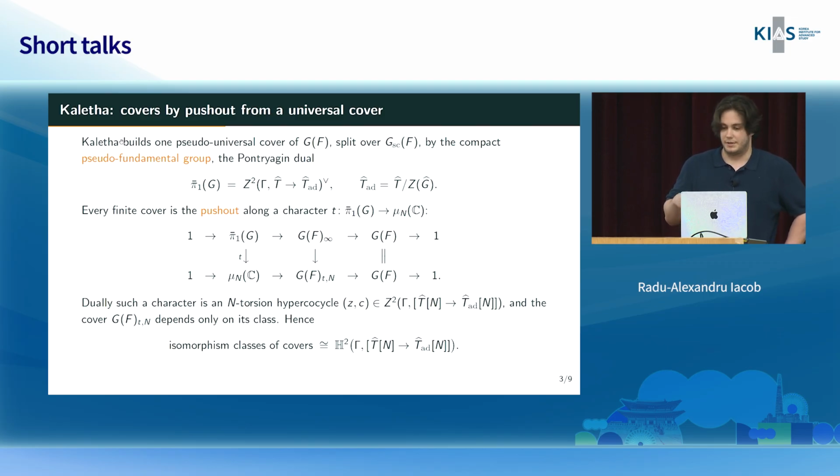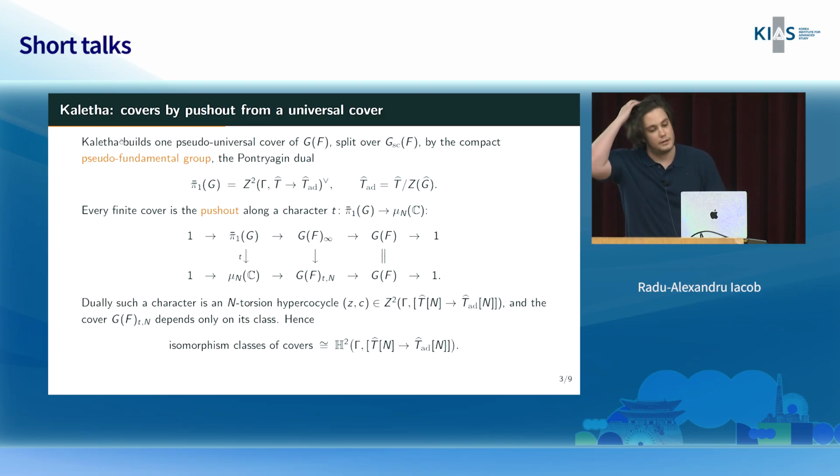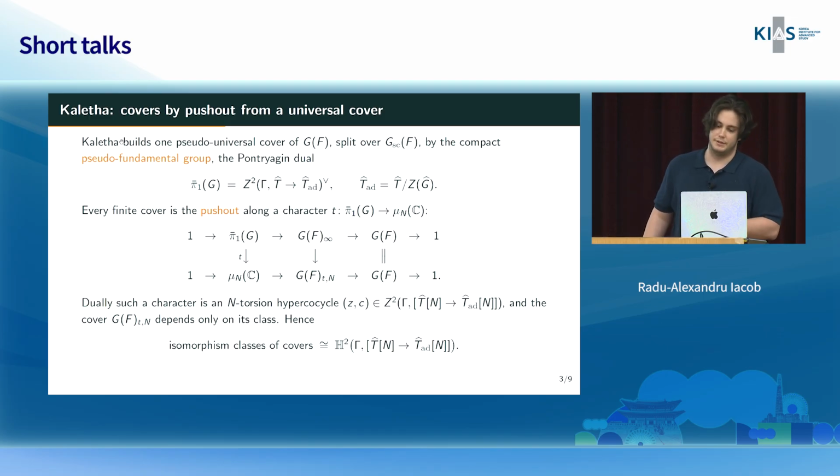And then Kaletha constructs this universal cover first, this G_F^infinity, and then to construct covers by mu_n and C, you take a character of pi-bar of G, and then you push out the whole diagram along this character. And then you can classify the isomorphism classes of these covers by this second hypercohomology group, which is basically just Pontryagin duality and the fact that it interacts nicely with n-torsion.